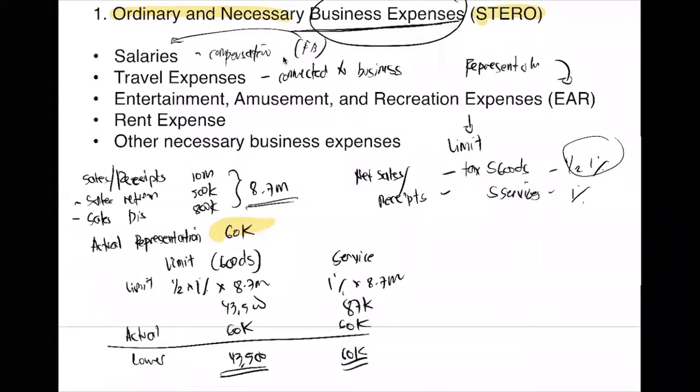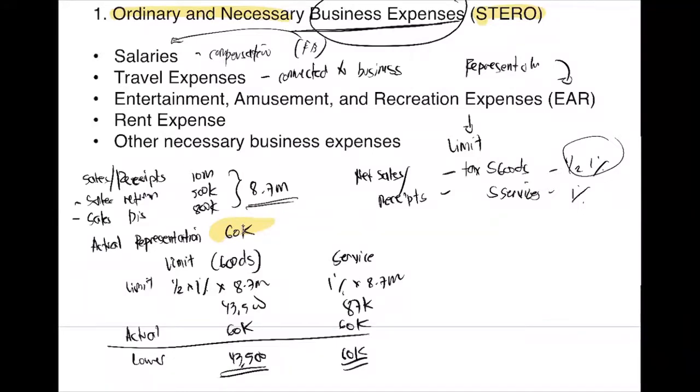Okay, next, rent expense. For rent expense, these are expenses connected to the leasing of a particular premise that is used in the business. So for example, you are leasing an area in a shopping mall. So the rent expense on that shopping mall area should be deducted as an expense. For your rent expense, there is no actual limit. So again, salary no limit, travel expenses no limit, rent expense no limit.